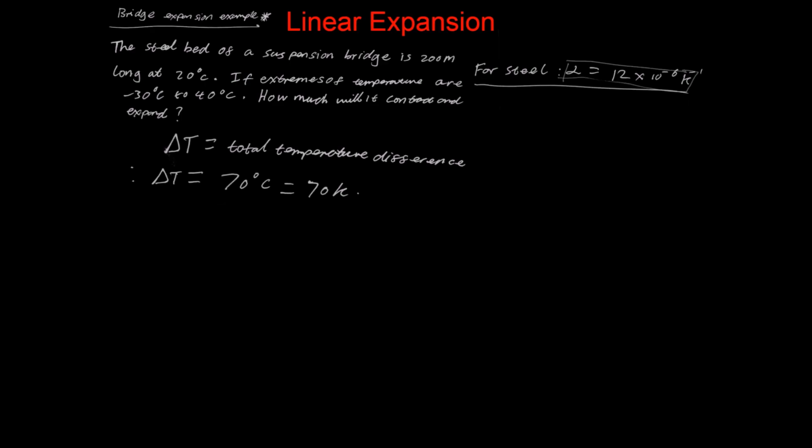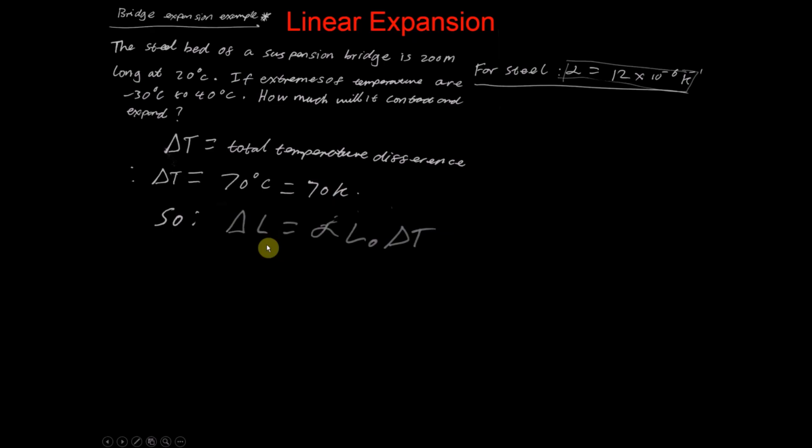Delta T is our total temperature difference, and we're going from 40 Celsius to a negative 30 Celsius. So our delta T overall is 70 Celsius. Remember, the divisions of degrees in Celsius are the same as the divisions of Kelvin. So a delta T of 70C is a delta T of 70K. We're working in Celsius, but this is just a useful point to be reminded of.